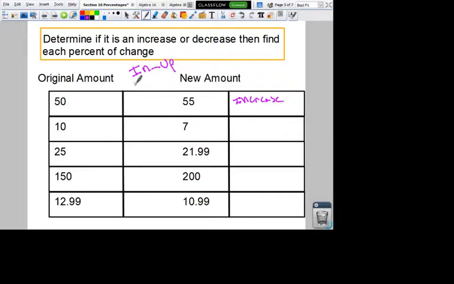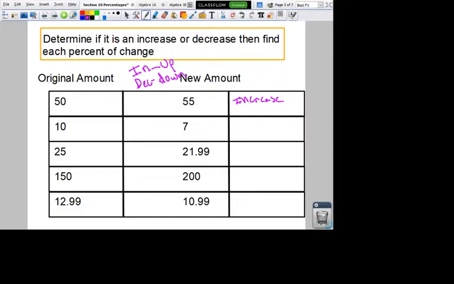So there are 2 pieces. You're going to tell me, is it increase, is it decrease? And then you're going to give me the percent, which we practiced. We didn't practice the increase or decrease yet, but I think you guys can handle it. I believe in you. Remember, increase is up, decrease is down.